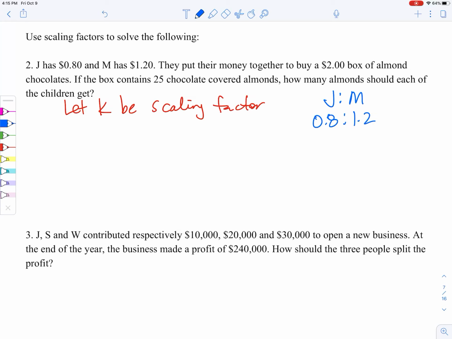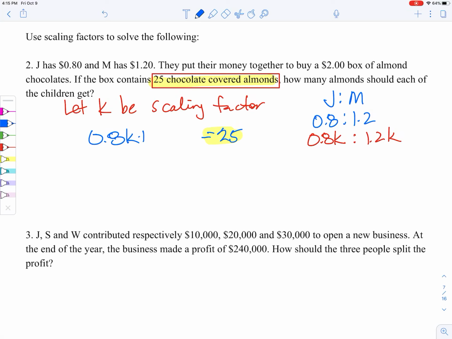But I could just as easily write this as 0.8K to 1.2K. And we know that the total that we're trying to figure out, how much each gets of these chocolate-covered almonds, is going to end up being 25. And the 25 comes from J. J had 0.8K, and M had 1.2K. And when we solve for K, then we're going to be able to find out how much each person had.